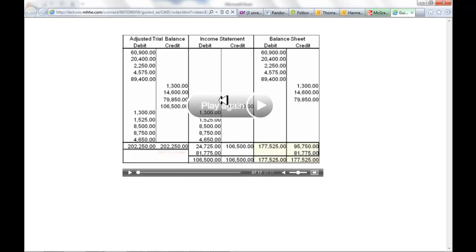All right, there you go. That is the completion of the worksheet, and now the income statement can be prepared from the income statement section, then the statement of owner's equity, and then the balance sheet.